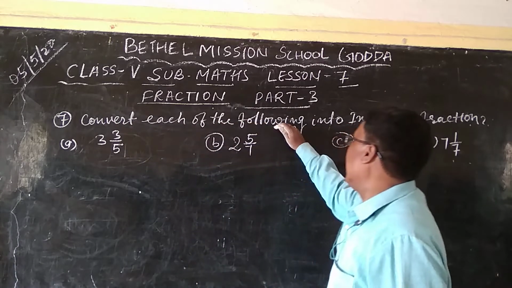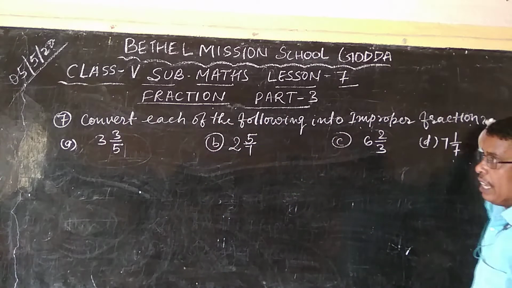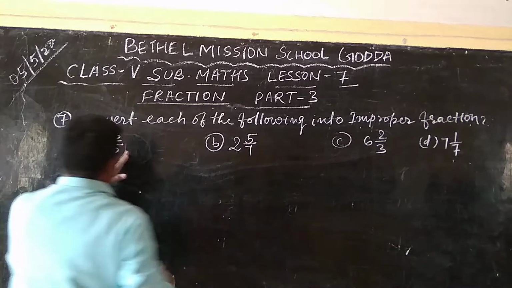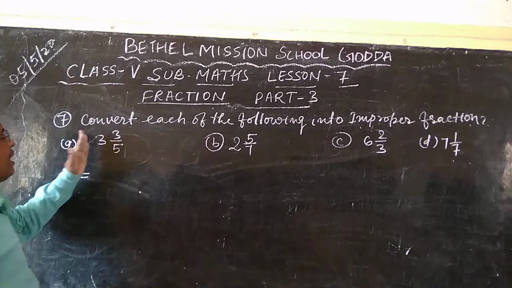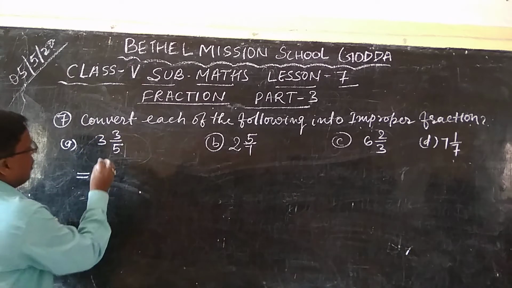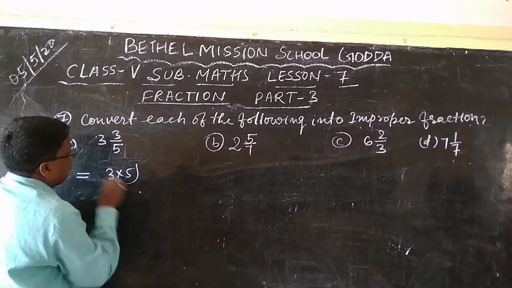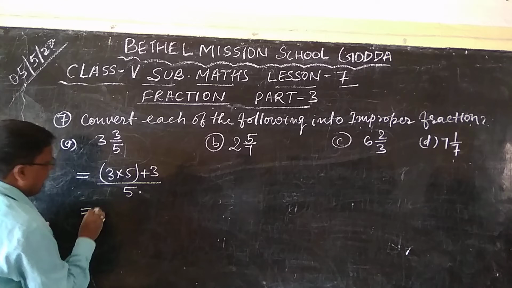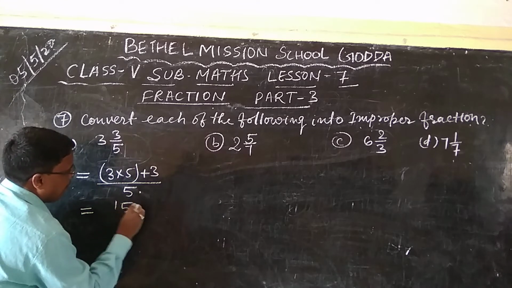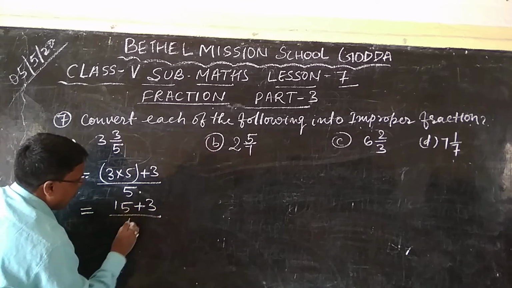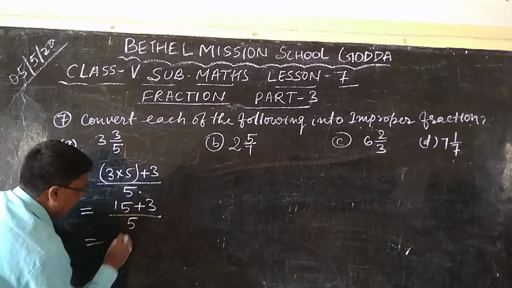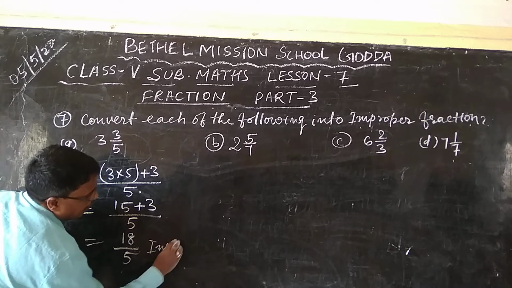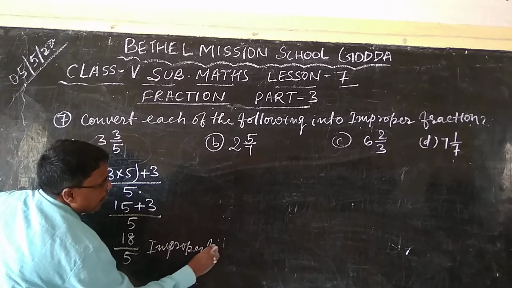Convert each of the following into improper fractions. The fraction given is a mixed fraction. This mixed fraction we convert into an improper fraction. So the first number is 3 whole 3 by 5. So write 3 into 5 plus 3, divided by 5. Next, 5 3s are 15 plus 3 by 5. Next, 15 plus 3 is 18 by 5. This is what? Improper fraction.